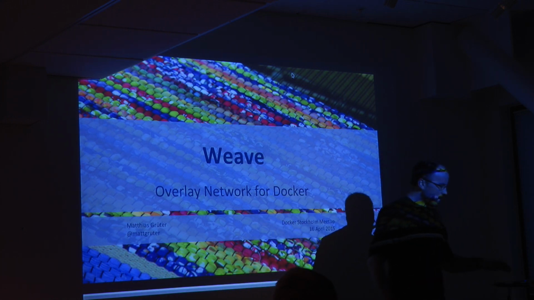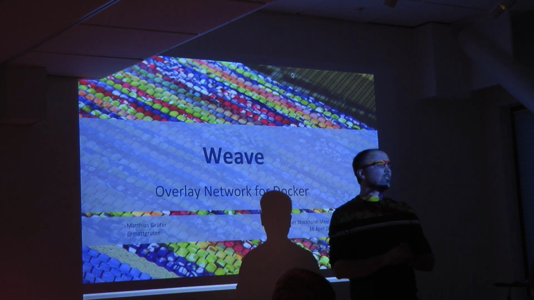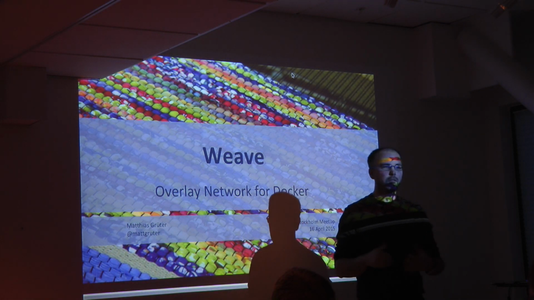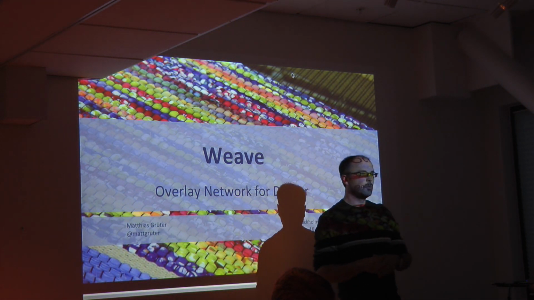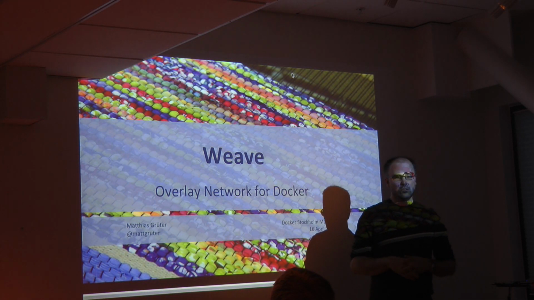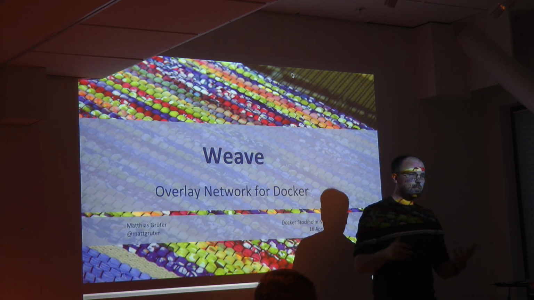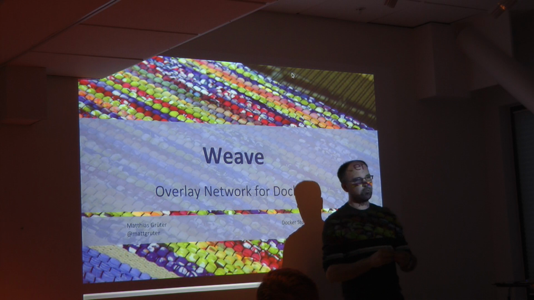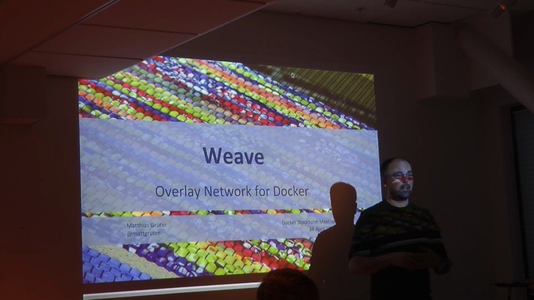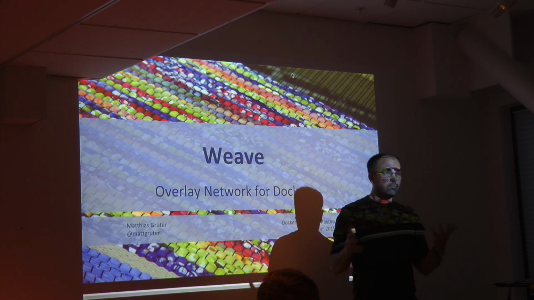But the thing is, as you heard before, if you start to use Docker in production, you probably want to use some kind of multi-host networking. And right now, when you start using Docker, you don't really get that much help with that. You use Docker usually with one host. You can do simple service discovery with linking and so on. But as soon as you want to deploy containers on several hosts, and you want them to be able to talk to each other, you have to look for solutions.